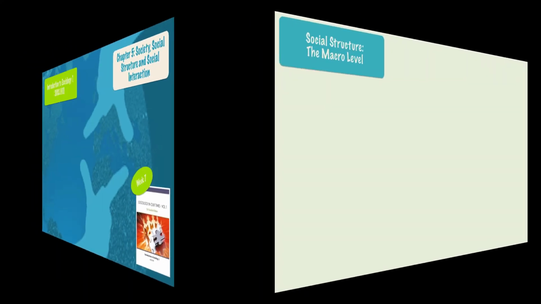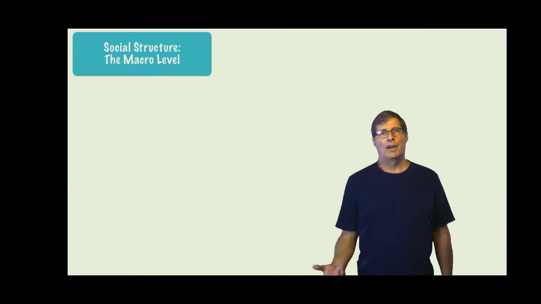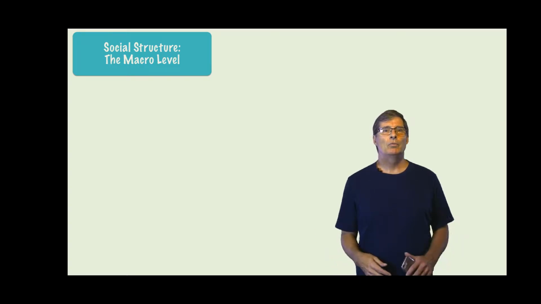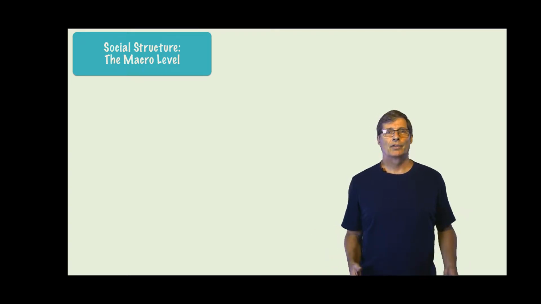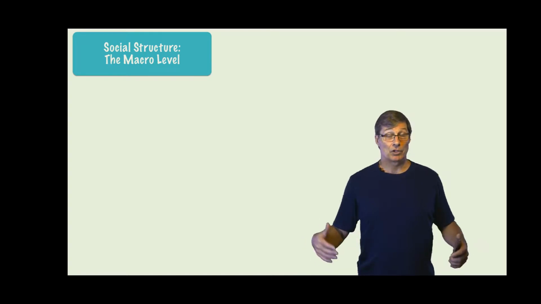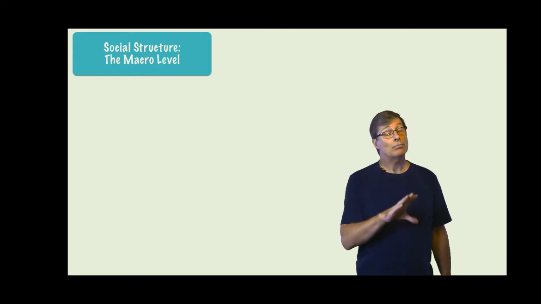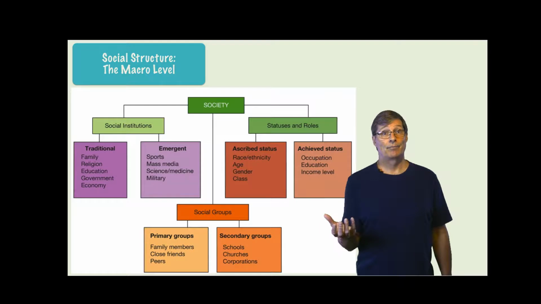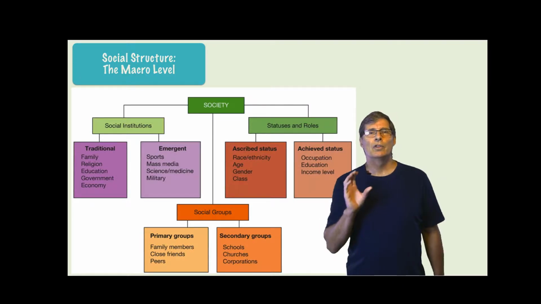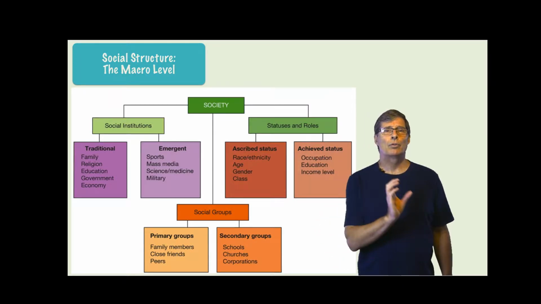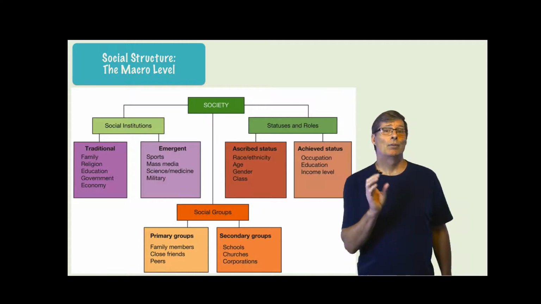Here we go. Social structure provides the framework within which we interact with others. At the macro level, which is the big view level, social structure is the stable pattern of social relationships that exist within a particular group or society. This structure includes social institutions, groups, status, roles, and norms. And we're going to look at all of these.